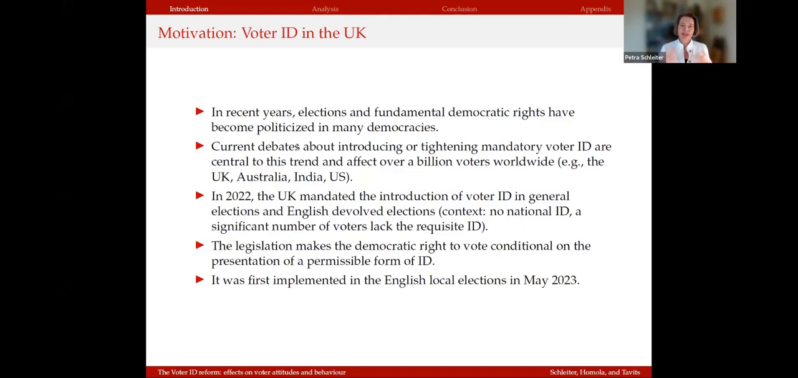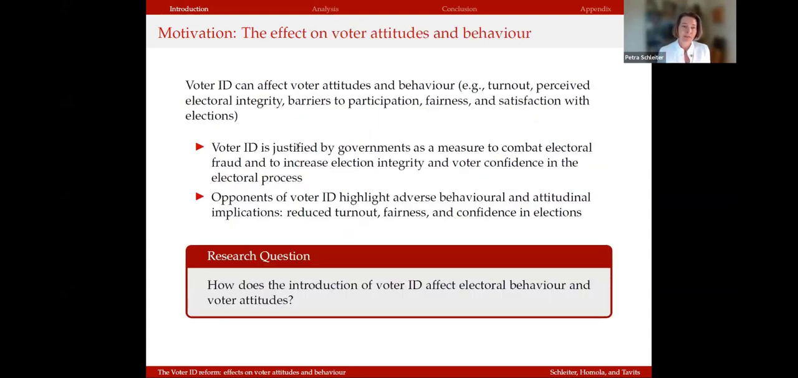We were interested in the study of voter ID and its introduction in the UK because this is a broader trend, as Holly has already said in the introduction. There are current debates about introducing or tightening mandatory voter ID in a whole range of countries around the world, and that affects around 1 billion voters worldwide. Mostly the effects of voter ID have been studied in the US, and so the UK is a new context to try and understand this. The first implementation was in the local elections in May 2023.